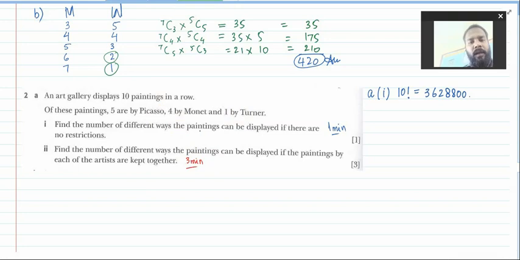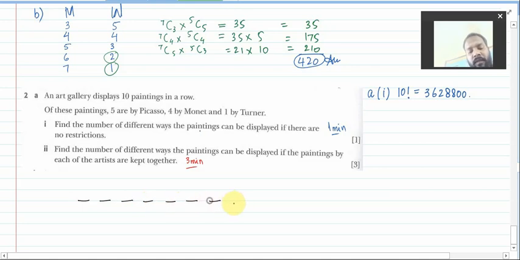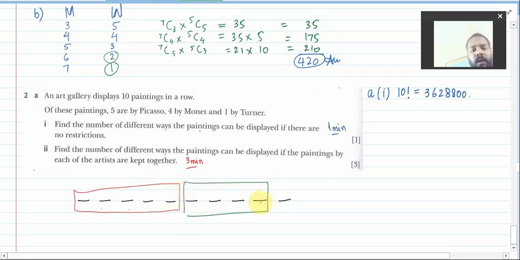Alright class, to attempt such type of questions, we are going to apply the same strategy. There are 10 paintings, right? So 1, 2, 3, 4, 5, 6, 7, 8, 9, 10. It says the paintings of each artist are kept together. So if we have 5 by Picasso, it's 1, 2, 3, 4, 5. So these 5 are occupied by Picasso. After that it says 4 by Monet, so 1, 2, 3, 4 by Monet, and the last one by Turner. Alright, also we can do it in the same way.